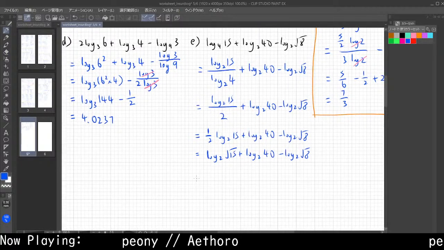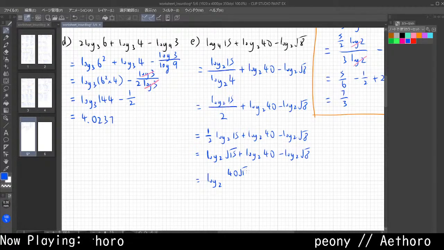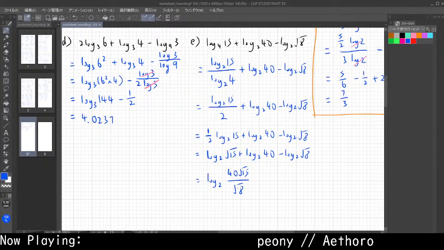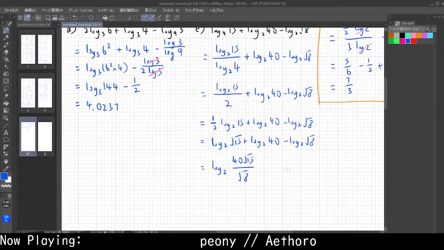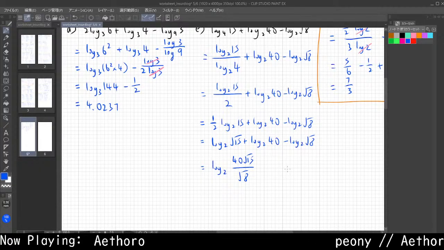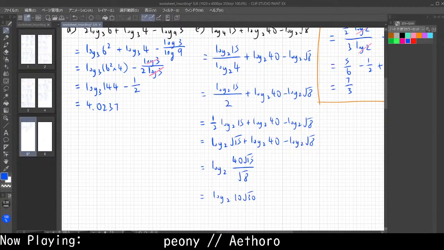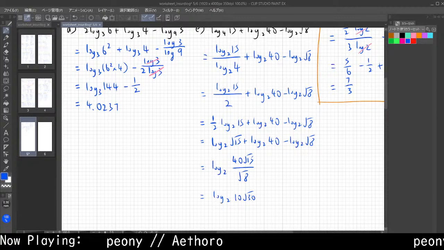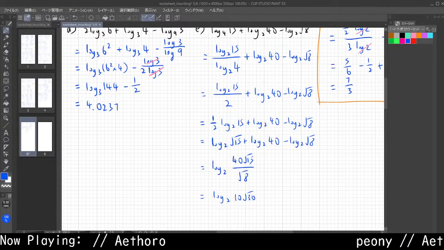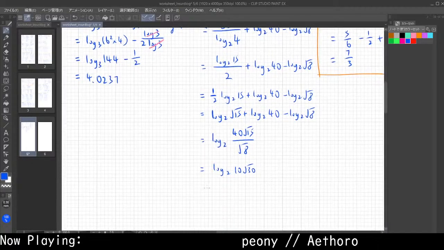So you will get, I'll use 2 layers for this, 40 times square root 15 over square root 8. Plus is multiply, minus is divide. If I want to simplify this, I plug this into the calculator. Let me see if I get anything. I do. I get log base 2 of 10 square root 30. So this is your answer. And then at the end you can calculate out the decimal points for this.